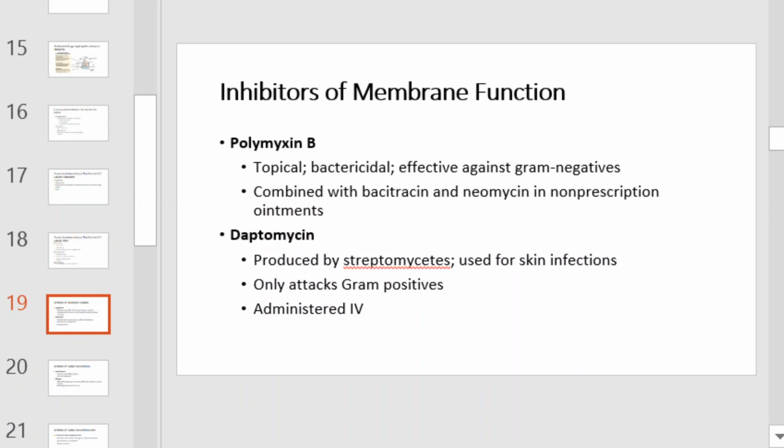Inhibitors of membrane function include polymyxin B and daptomycin. Polymyxin B is a topical bactericidal effective against gram-negatives. It's often combined with bacitracin and neomycin in non-prescription ointments. Daptomycin is produced by Streptomyces and is used for skin infections. It only attacks gram-positive cells.